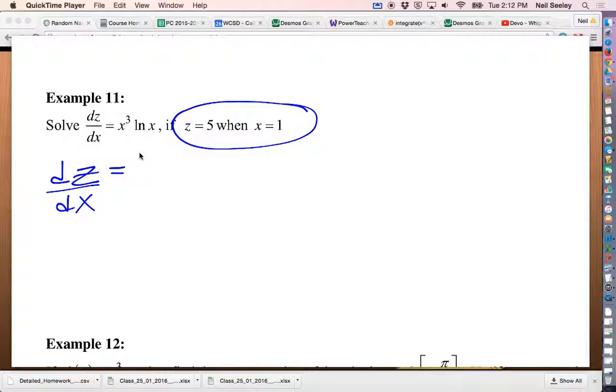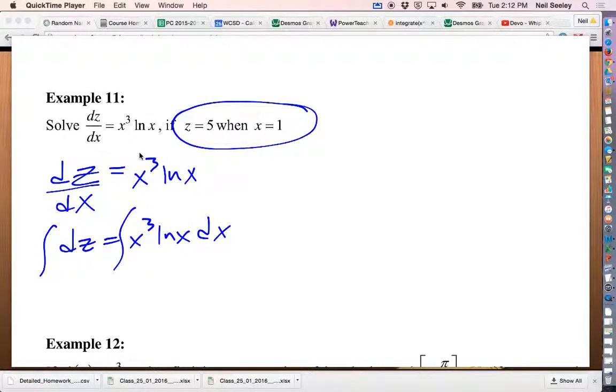So z is on the left, x is on the right. And it's kind of already separated. All I have to do is put the dx over there. So dz equals x to the 3rd ln x dx. And then you come in and integrate both sides. And that gives you z equals whatever the integral of x cubed ln x is.